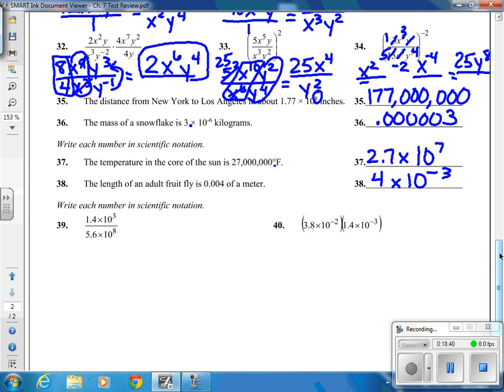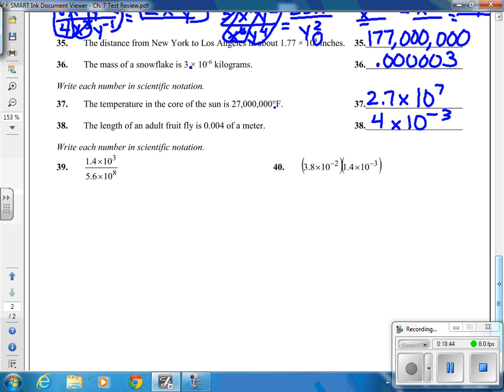For 39 and 40, this is the multiplication and division part. You can use your calculator to check behind yourself or to assist you. However, remember that it is faster for us to do it mentally and with paper than it is to type it all in the calculator, because we happen to be faster than the calculator is at this point.